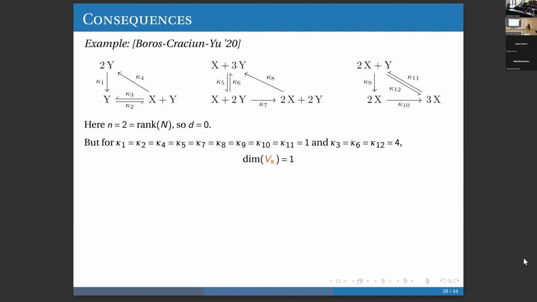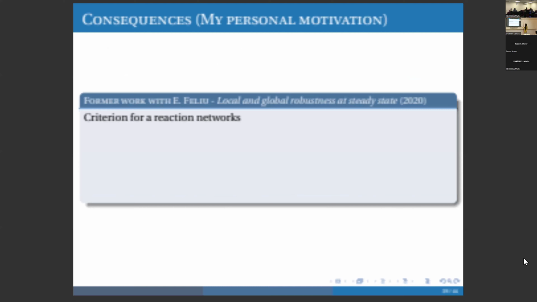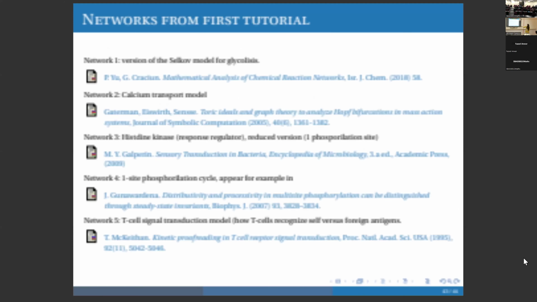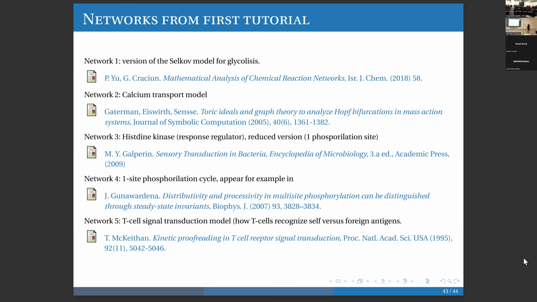Just one thing, I said it was all, but it was not all. I realized there were 2 more slides of references. Those references are for the networks that appear in the first tutorial, because somebody asked me about them, then I found them. So you can also find them here. They are networks of interest.